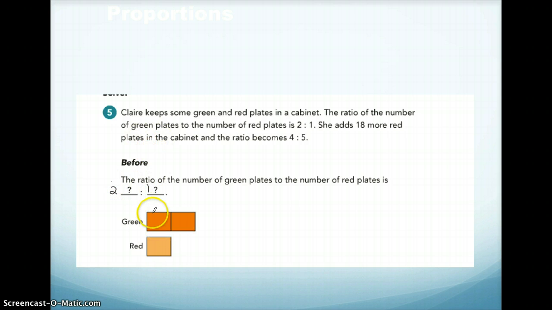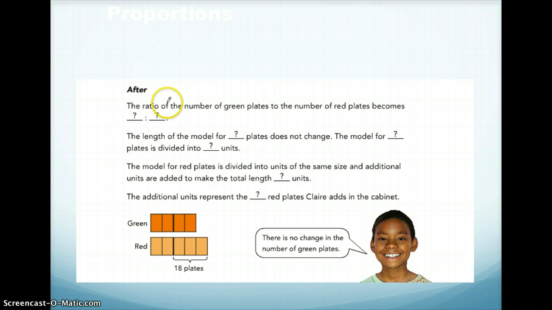And so we can also say that the ratio, I'm going to split this into 2, the ratio also, I'm going to split this into 2 also. The ratio can also be 1, 2, 3, 4 to 2. Okay, and continued on the next slide is the rest of the problem. Here's the after. The ratio of the green plates to the number of red plates becomes 4 to 5, right? So it becomes 4 to 5.